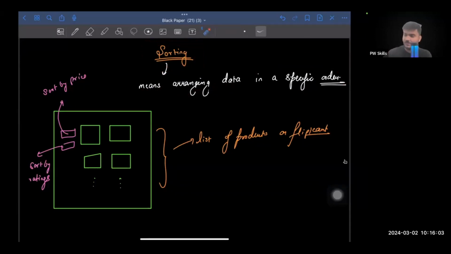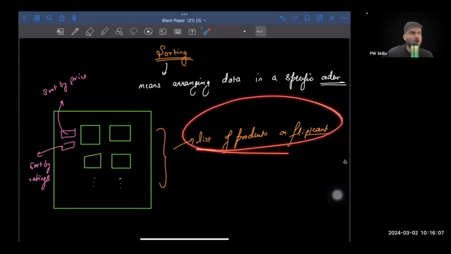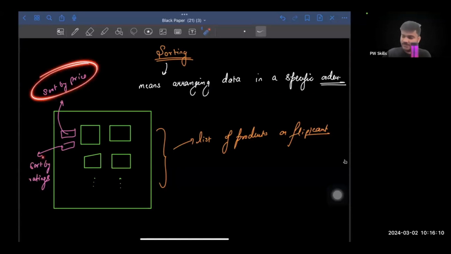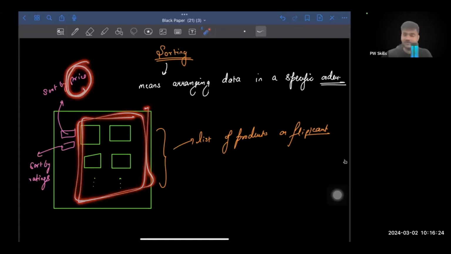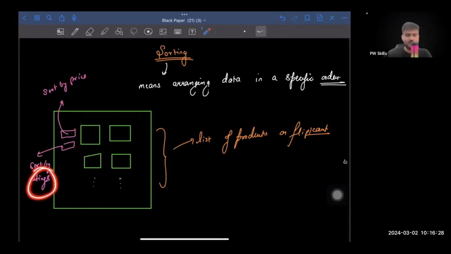A lot of times on e-commerce applications like Flipkart, whenever you have a list of products, you see options like sort by price and sort by ratings. What are these options going to do? They are eventually going to do one simple thing: rearrange the list of products, maybe by increasing or decreasing order of price, or increasing or decreasing order of ratings, or something else. This operation is called sorting. And you have been doing this for quite some time. Every time you shop on any e-commerce product, you do sorting.